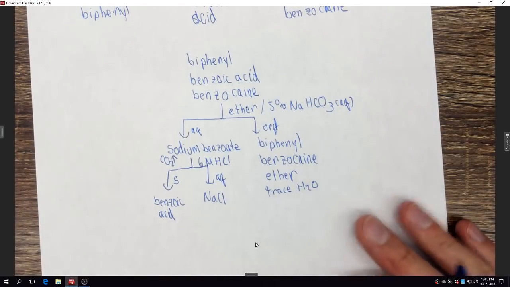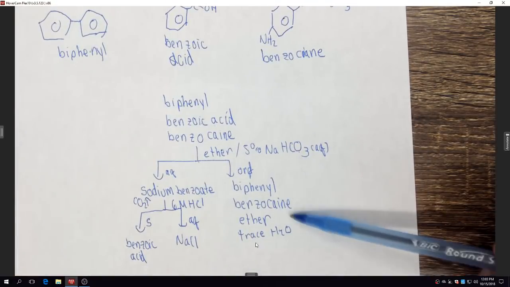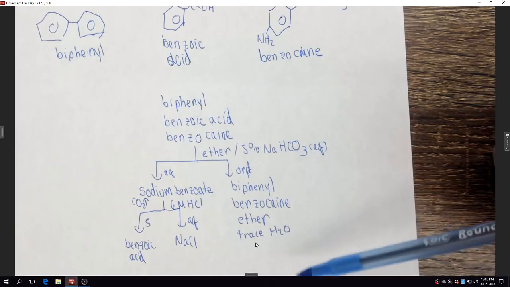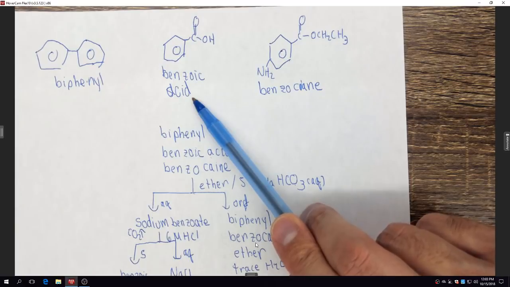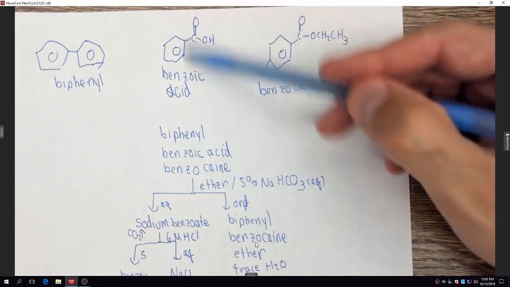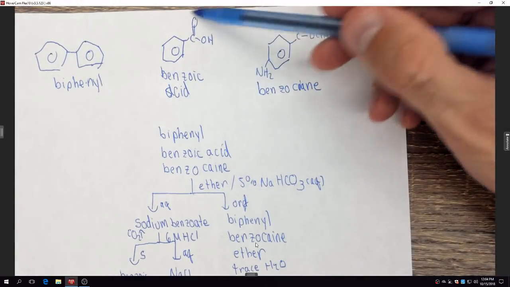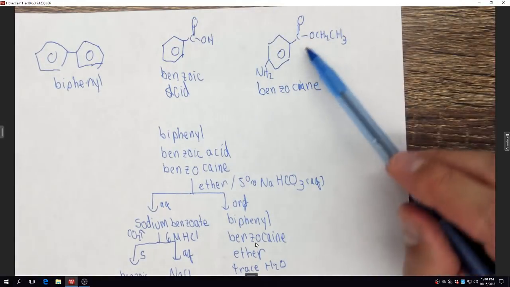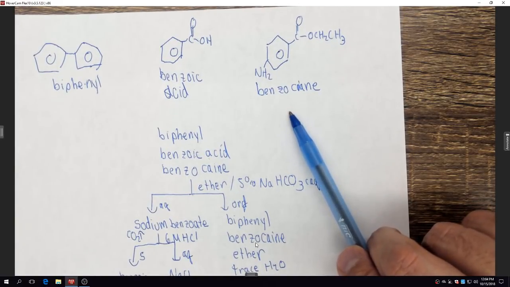All right, so benzocaine is now dissolved with biphenyl in ether. So we need to separate these two molecules. Well, it turns out that benzoic acid is an acid. All organic acids can be recognized by the carboxylic acid functional group. That is not to say other protons are not somewhat acidic, but they have the carboxylic acid functional group, so they're particularly acidic. In this case, benzocaine is a base, and this is really important.